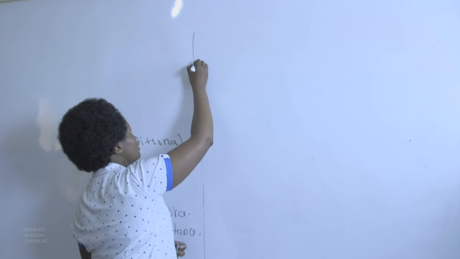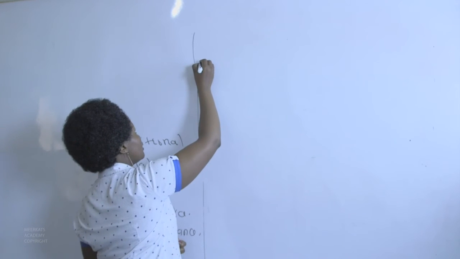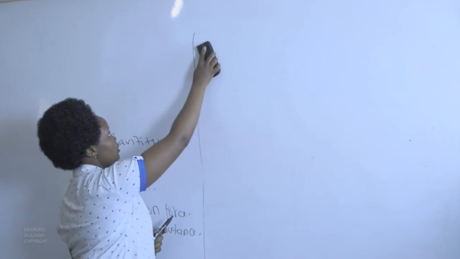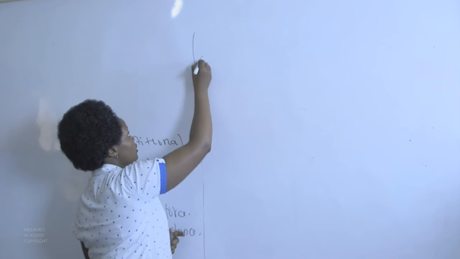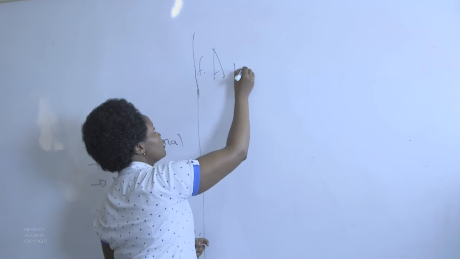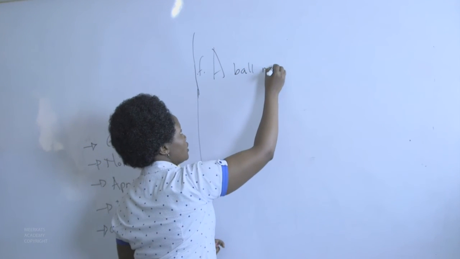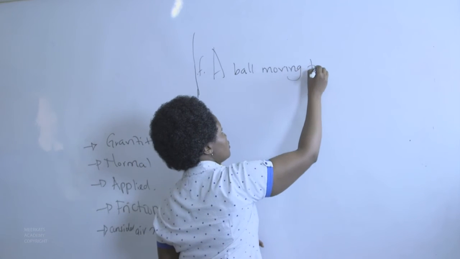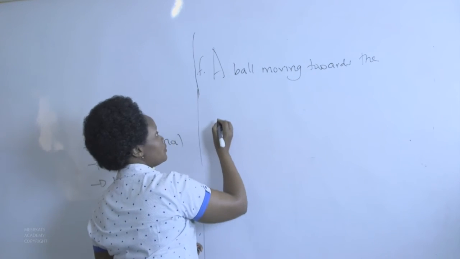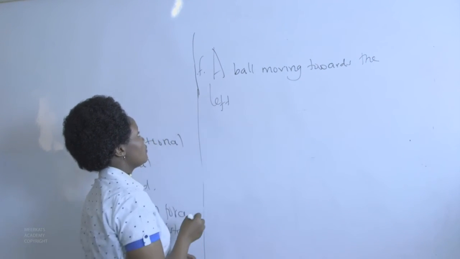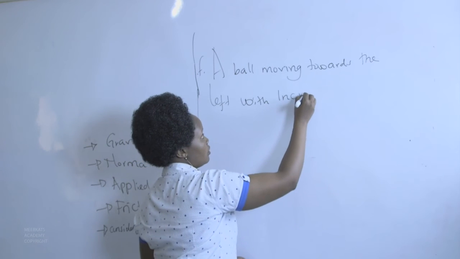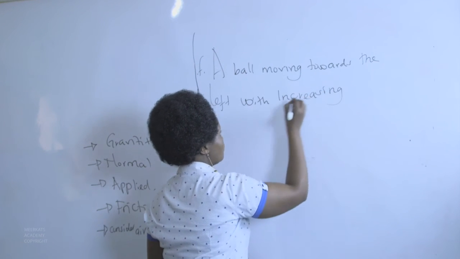And this one will be example number 6, because number 4 had 2 parts. So let us call it F. Now, a ball moving towards the right, let us this time make it left, with increasing velocity.